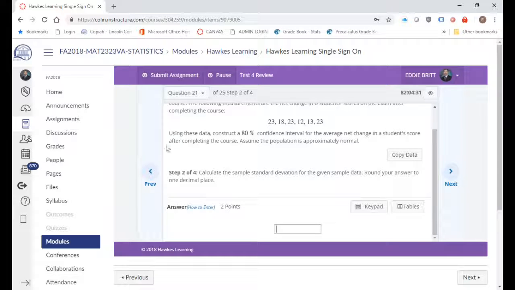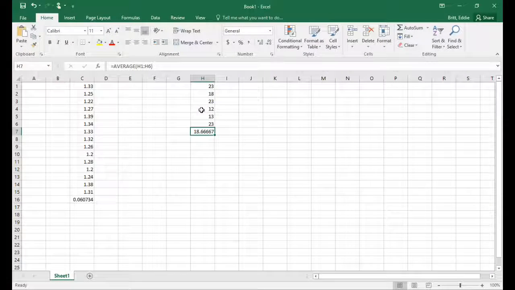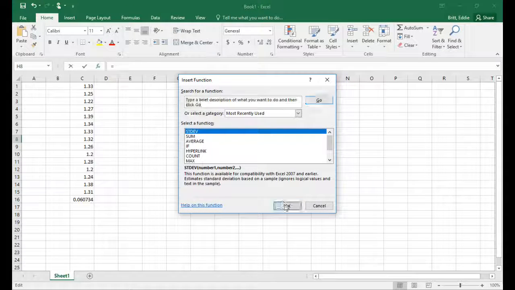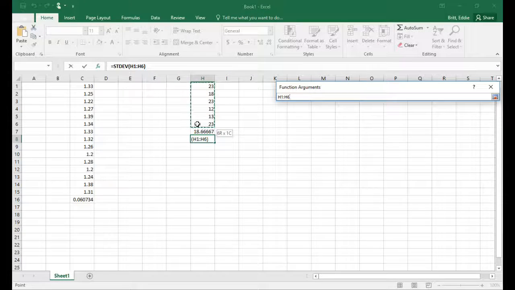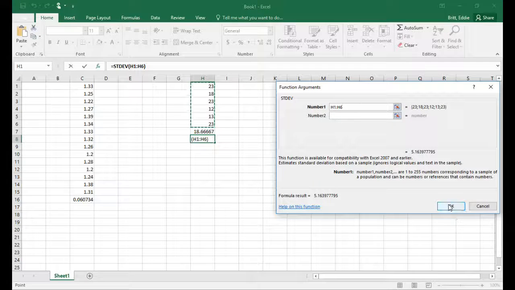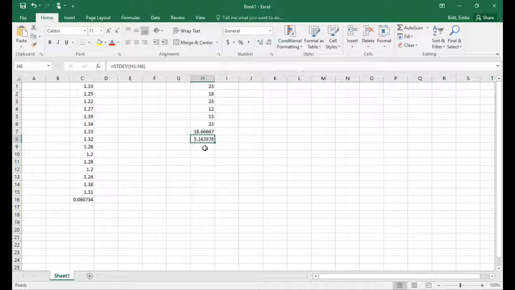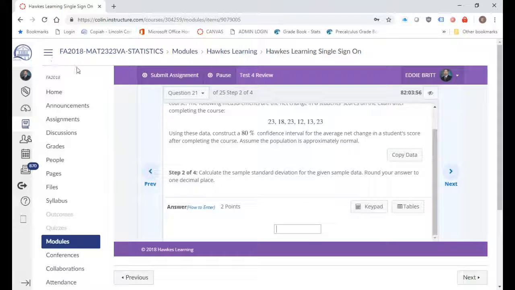Calculate the sample standard deviation. Well, I'm not going to do that out by hand. I'm going to come over here. And let's see, I'll just select right here. That's where I want to put it. I want to go in and do standard deviation. I just have to tell it which of these I want to do that for. And that will be those. Okay, and it gave it to me right there. So my standard deviation is this number. Let's go back. And it says round the standard deviation to 1 place. All right, so that's 5.2.